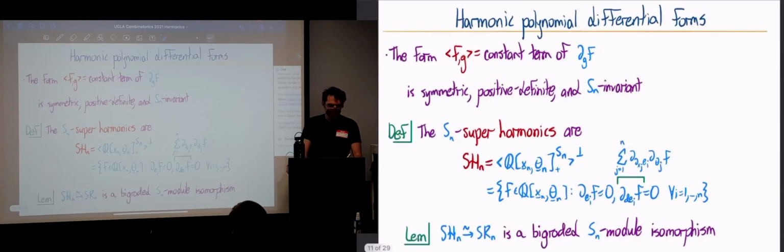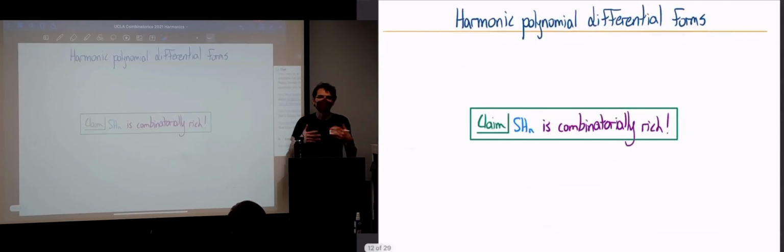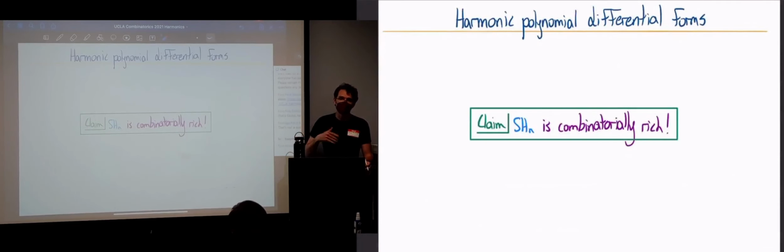Great. And so again, the natural projection from the super harmonics to the super coinvariants is a bigraded SN module isomorphism. So using the super harmonics is a way to go. You again get that the Vandermonde is a super harmonic. In fact, all the regular harmonics with no theta variables remain super harmonic, more or less trivially. So it includes the classical coinvariants. So this is like a generalization and enrichment of that theory.